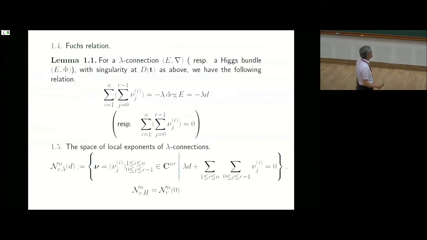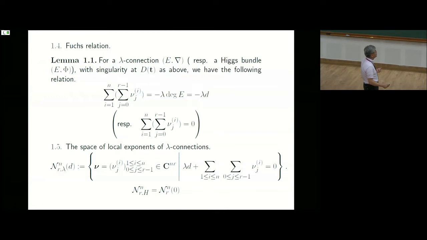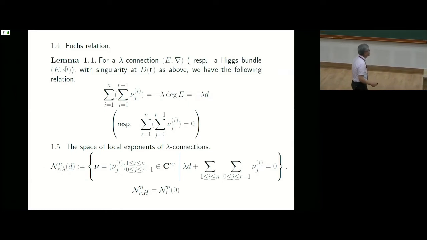Then these are not independent. If you take the sum of all eigenvalues, it must be equal to minus lambda times the degree of E. The degree of E is denoted by d, so it is an integer. This is a linear relation, and you can prove it by the usual residue calculus. Of course, if lambda is zero, you have the corresponding relation. It is known that this is the only condition for the residues.